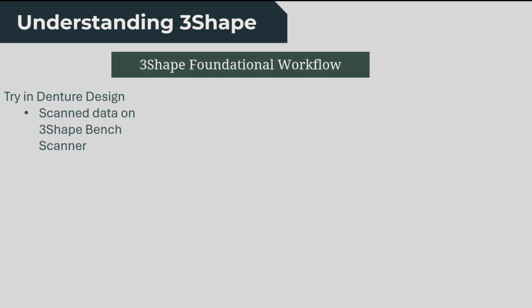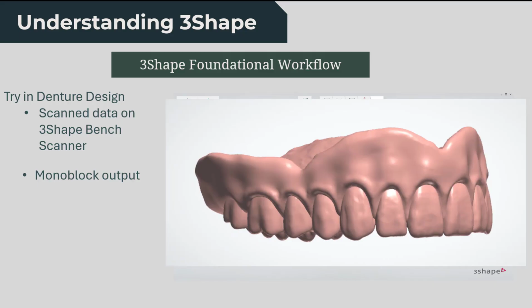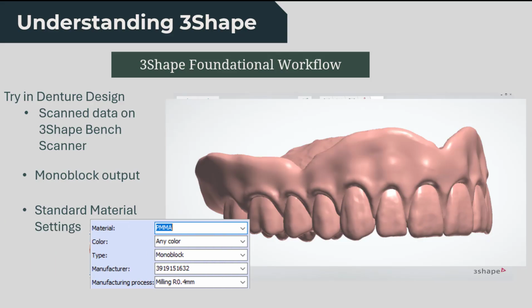And the foundational denture workflow, that's where we're going to start. How this was originally designed to work. You would scan in either models or impressions on a 3Shape bench scanner, and you would end up with virtual models like this that are articulated together. From there, you would have a monoblock output. This would be your try-in design, and it would be all one piece solid. This was the only option at the time. And you would be using your standard material settings.